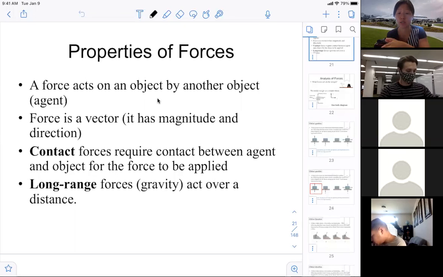Normal force, you have to touch the surface in order to have the force, right? Friction, you have to touch the surface. For a rope, you have to touch the rope. For a spring, you have to touch the spring.